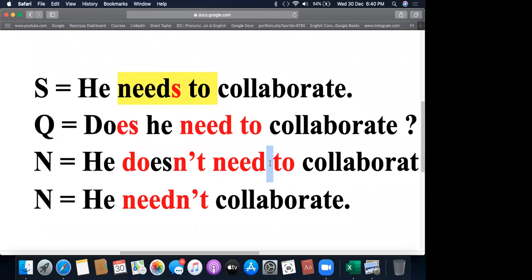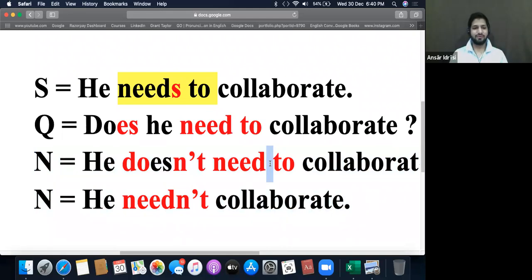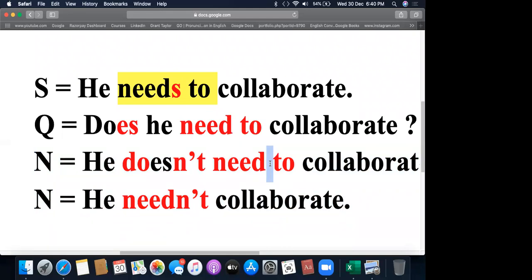Good. Got it, sir. He needs to maintain the account. Does he need to maintain the account? He doesn't need to maintain the account. Good. Maintain the account. She needs to complete her work. Does she need to complete her work? She doesn't need to complete her work. Very good.